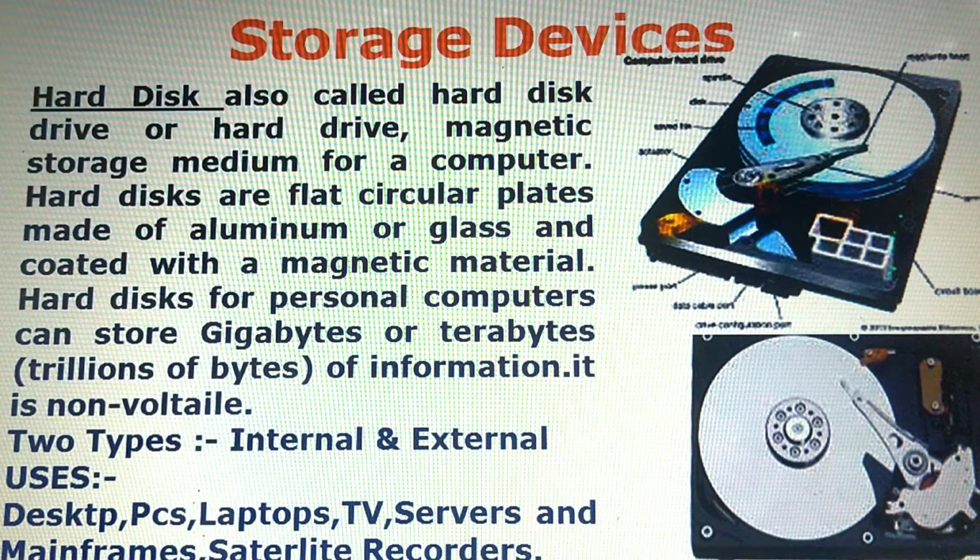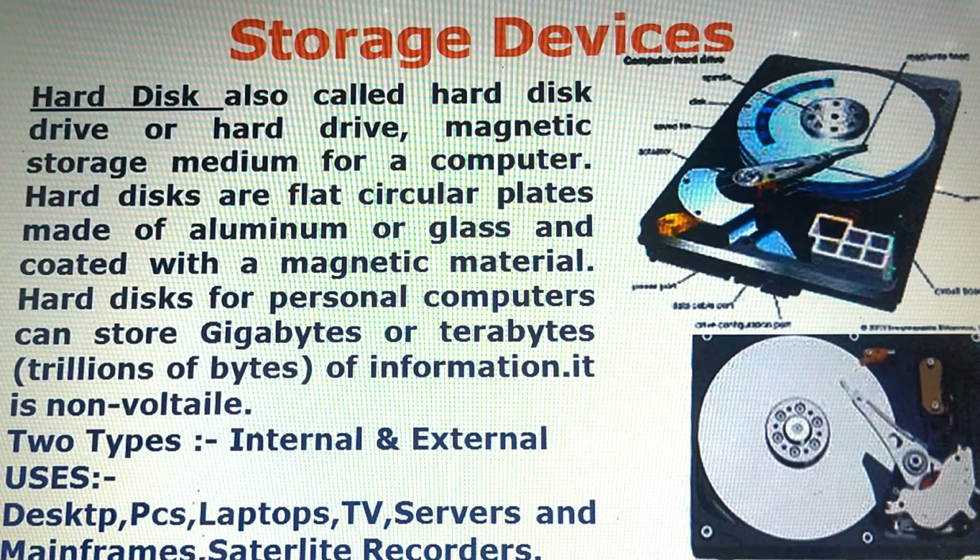Storage device, hard disk. Hard disk, also called hard disk drive or hard drive. Magnetic storage medium for a computer. Hard disks are flat circular plates made of aluminium or glass and coated with a magnetic material. Hard disks for personal computers can store gigabytes or terabytes of information. It is non-volatile. Two types are there, internal and external. Uses: desktop PCs, laptops, TV, servers and mainframes, satellite recorders.